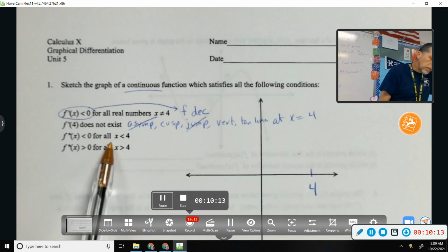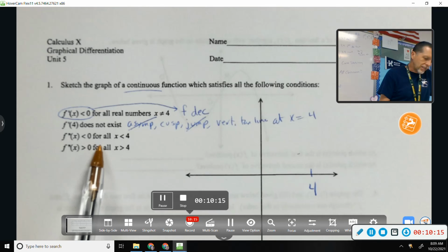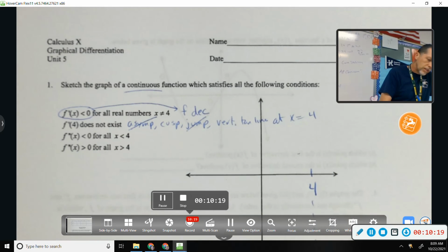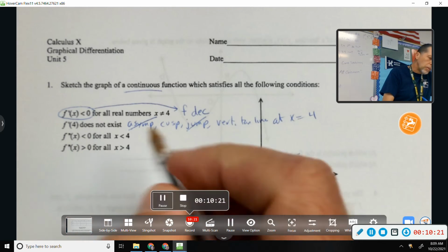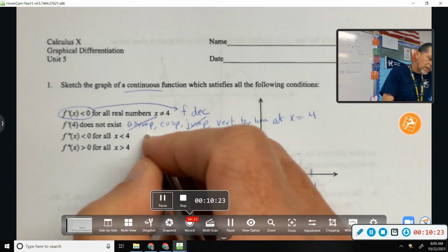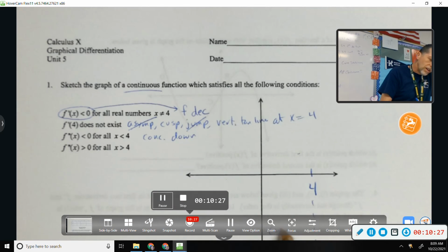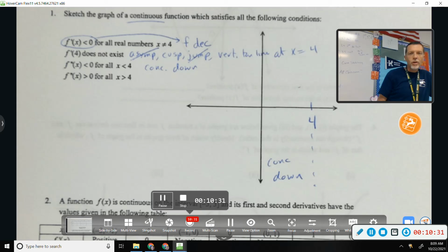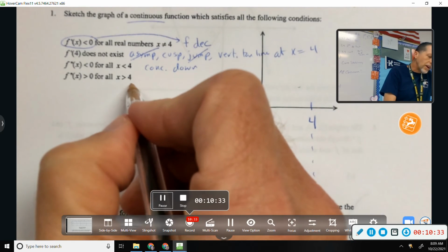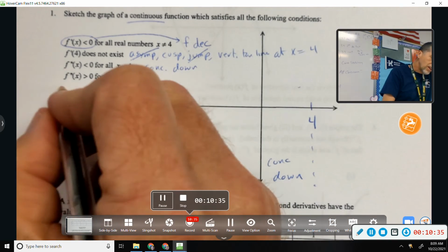F double prime is less than 0 for x less than 4. So what does that mean if f double prime is less than 0? Concave down. So I like to label it on my graph. So when we're less than 4, we're concave down. When we're greater than 4, what's that mean?